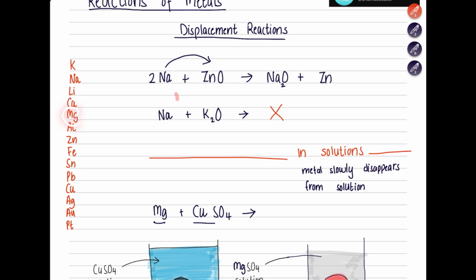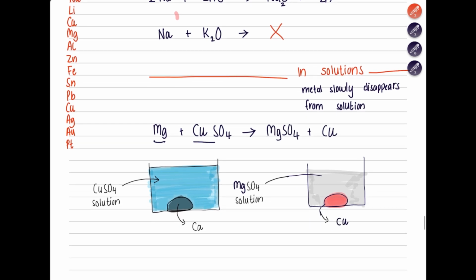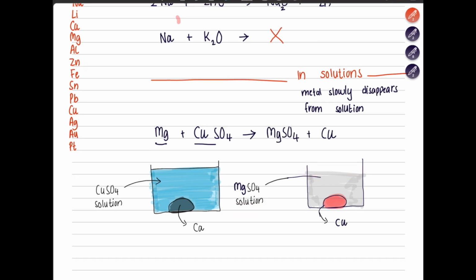So, magnesium and copper sulfate. Magnesium is on the top, copper is at the bottom. So magnesium will replace the copper, and we get magnesium sulfate, while copper remains as a solid. Let's observe it. Here we had a blue copper sulfate solution. The copper is displaced, and we get copper as a solid, while the magnesium sulfate solution is colorless, and we can observe that the color of the solution has changed from blue to colorless.